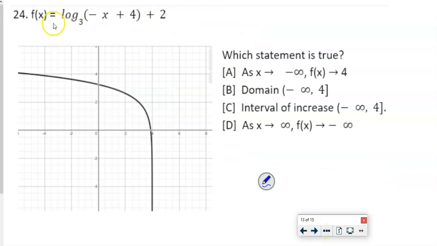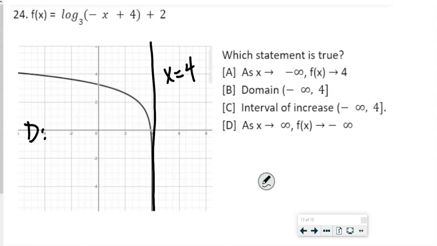It says if f of x is equal to log base 3 of negative x plus 4 plus 2, which statement's true. So we can see our graph here. Remember, we're going to build this wall right here. And this wall is at x equals 4. Okay, so that means my x values cannot go to the right of that. So my domain is going to be from negative infinity to 4, right?